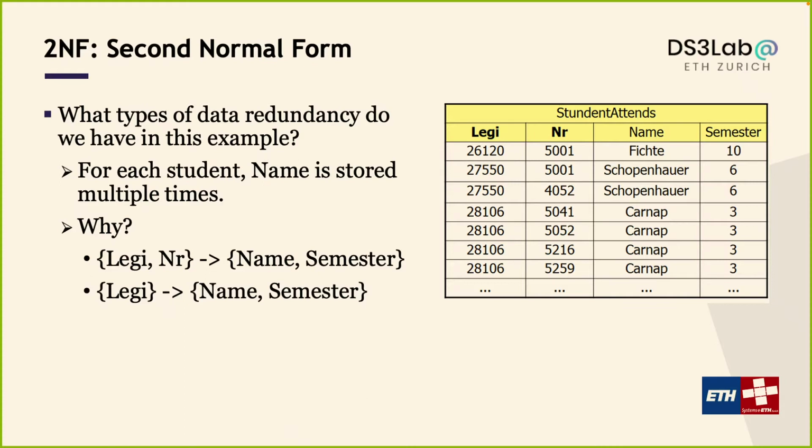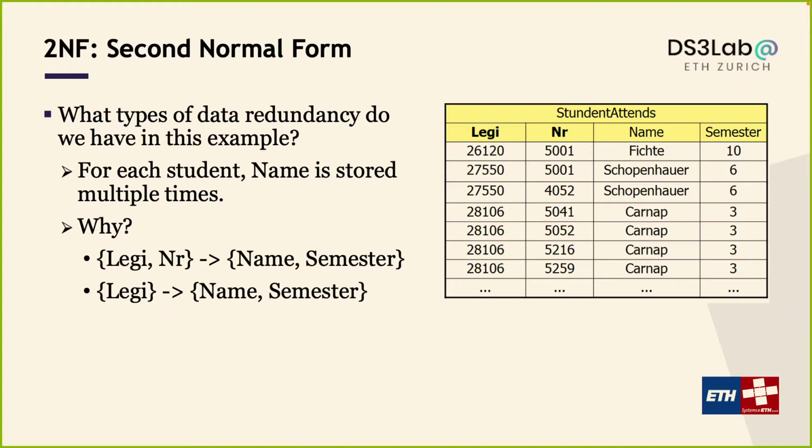You have one functional dependency from the student ID and lecture number to the name and semester. This is the primary key. And you have another functional dependency from the student ID to the name and semester of the student, because that's the student. So because you have these two functional dependencies, you start to have data redundancy.